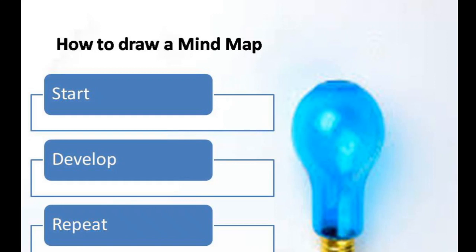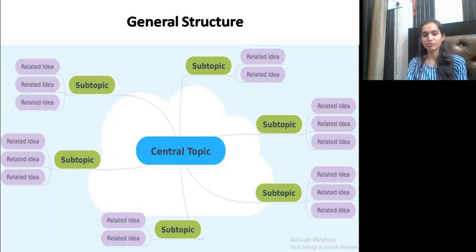Then repeat. You have to repeat the same process for the subtopics, generating lower level subtopics as you think it seems to be fit. Then you have to connect each of them to the corresponding subtopics. It's the general structure of mind map.